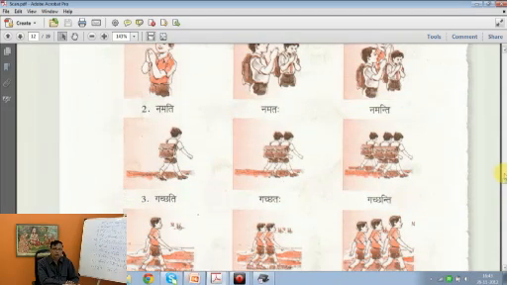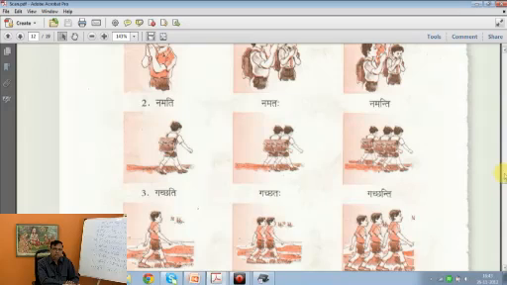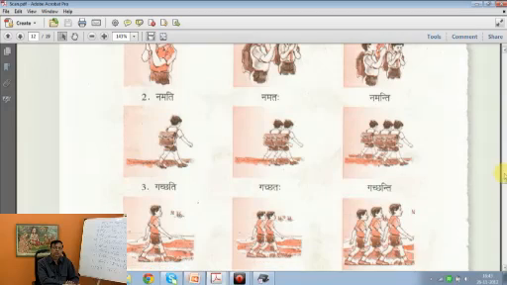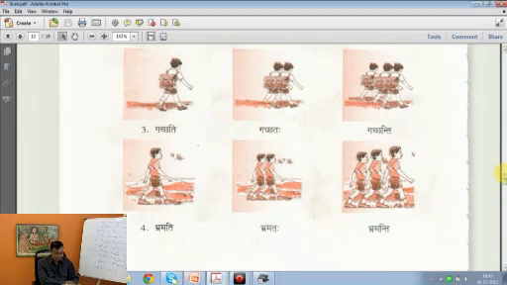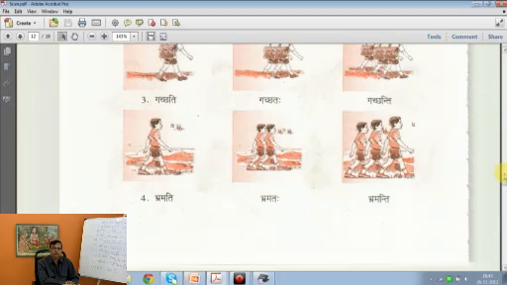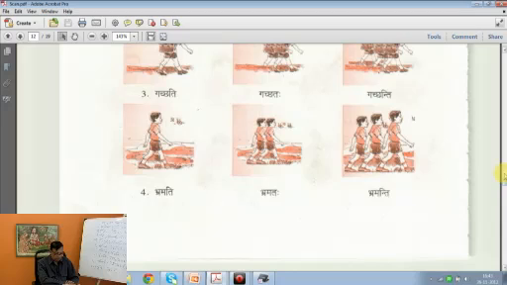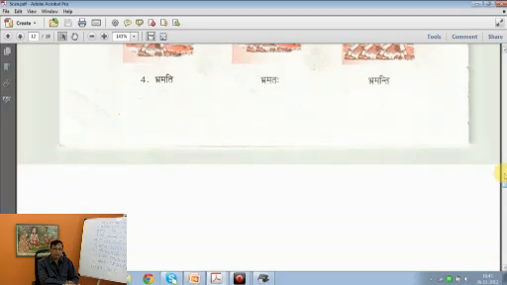Then gacchati, a boy goes. Gacchatah, two boys go or two boys are going. Gacchanti, boys are going. Bhramati, a boy walks or roams. Bhramatah, two boys roam. Bhramanti, boys are walking or taking a walk, you can say, roaming.